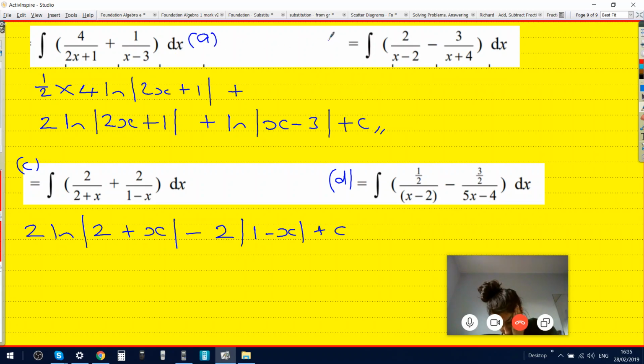So that's over x minus 2 minus 3 over 2 5x minus 4. So a half over x minus 2, isn't that the same as 1 over 2 x minus 2? Sure. Just leave it as a half. So a half over x.